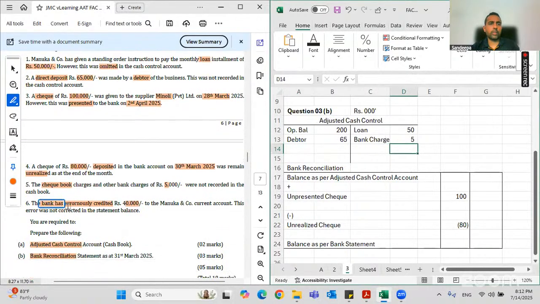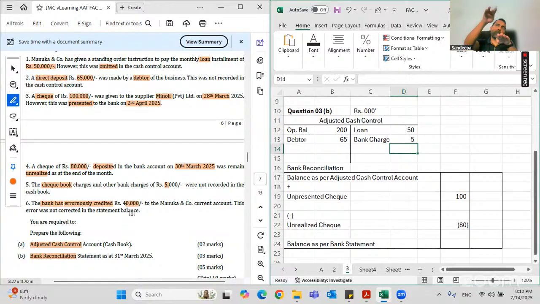Last one, bank has erroneously credited 40. That's a bank error. Bank errors cannot be corrected by the accountant, but you can show that in the rec. Once again, we'll take the cash book and the bank statement. Bank has erroneously credited. For the bank, it's a liability, no? Current account is a liability to the bank. Bank credited means bank has increased the balance erroneously. But the accountant has not made that error.